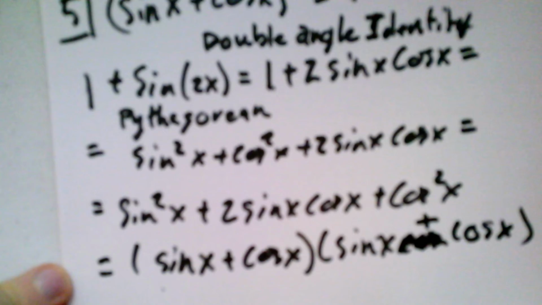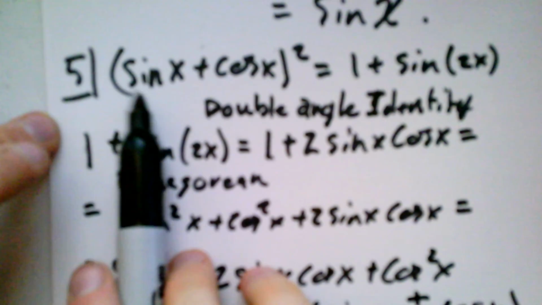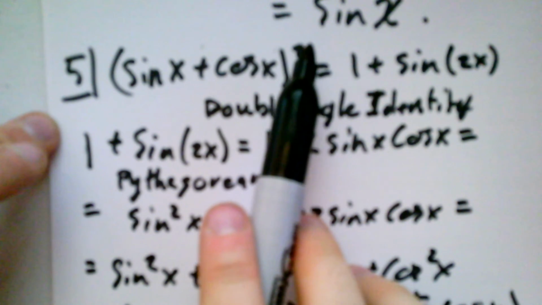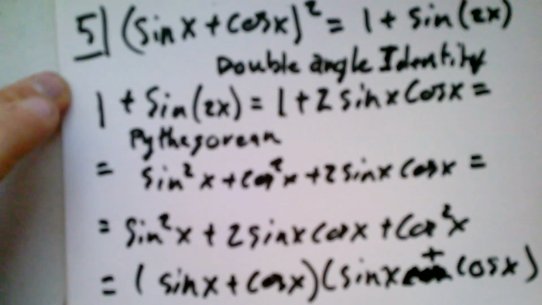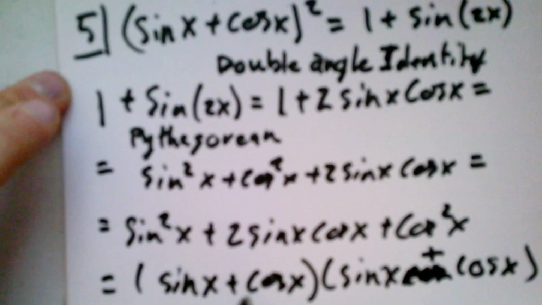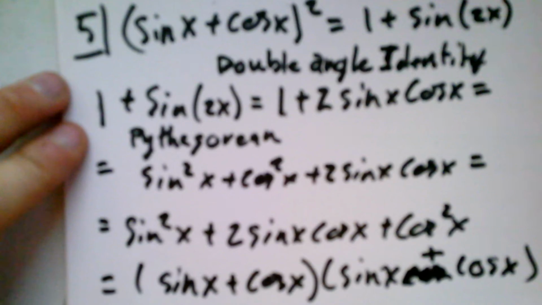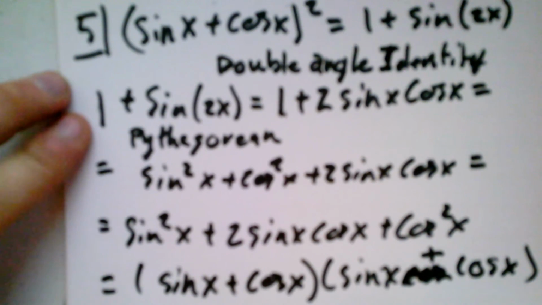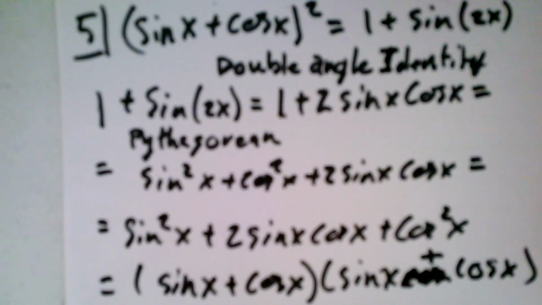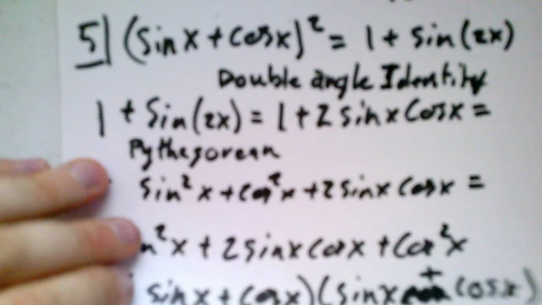Say, oh, well, that was what we were asked to prove in the first place, that sine x plus cosine x squared is equal to 1 plus sine of 2x. And we did just that. Sine x plus cosine x squared equals what? 1 plus sine of 2x. Okay. So that one might have been kind of tricky. But we were still able to do it.